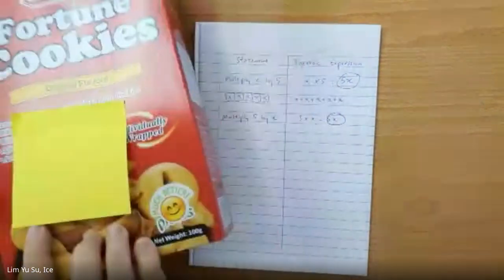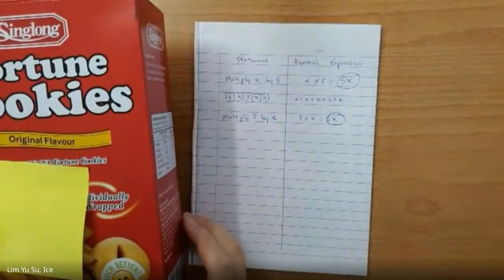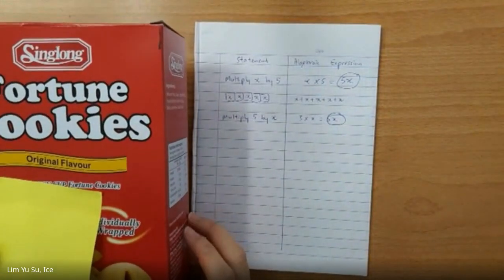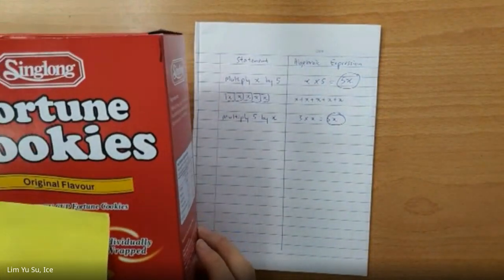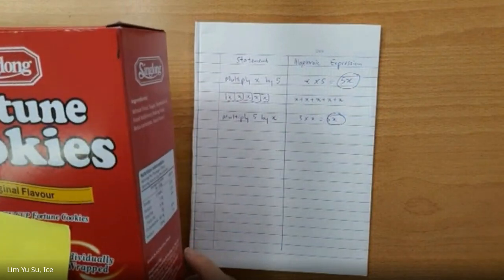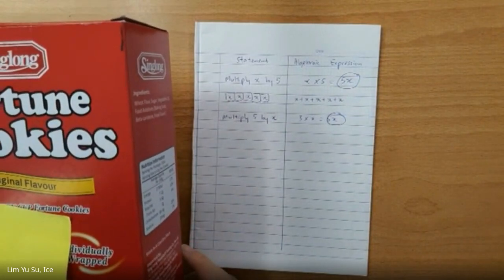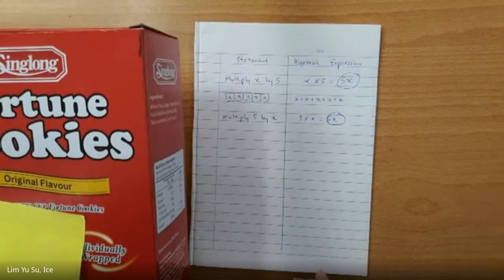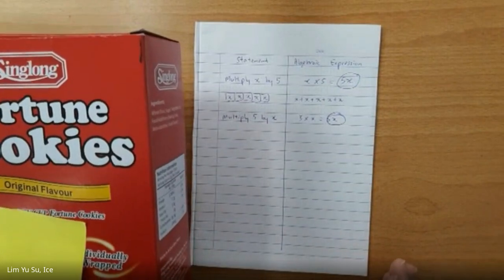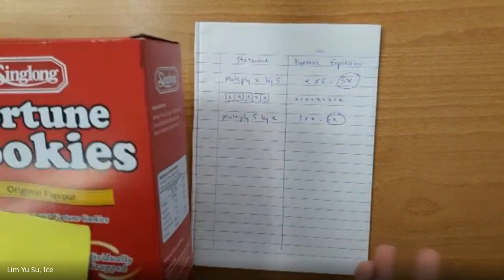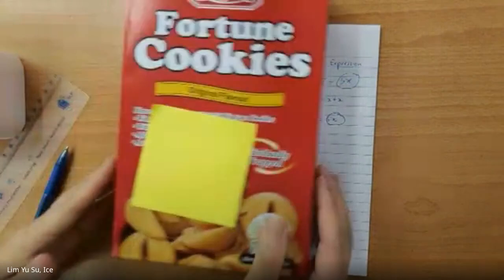Now, situation 2 says, I have multiplied 5 by x. Okay, I don't know how many boxes there are. X number of boxes. It may be 10 boxes, 100 boxes, but I don't know how many boxes. Basically, it is X number of boxes. But I know something. Where's 5?